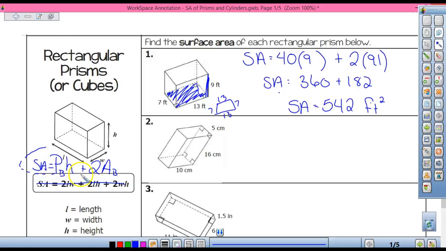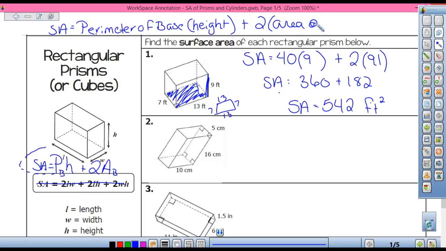If you want to write this out in words, your surface area equals perimeter of base times the height, plus 2 times the area of the base. That's what that symbol is right here. Perimeter of B times your height plus 2 times the area of base.